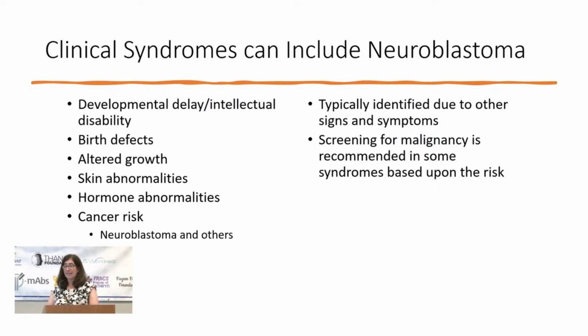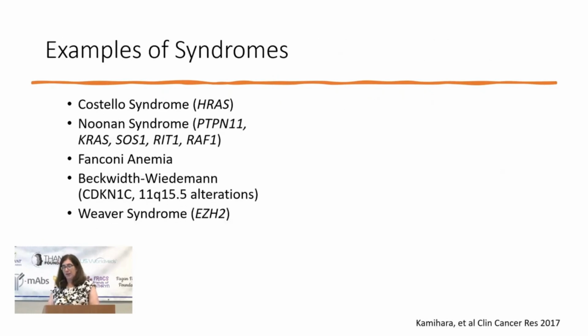Again, these are often identified because of the other findings, the congenital anomalies that present, the other things that may be associated with it. And so the screening that might be recommended really depends on what the syndrome is and how likely that increased risk of a malignancy is. I think these are similar to the slide that Dr. Desai showed you, some of these examples of these syndromes that could be altered and come with an increased risk of neuroblastoma. But Costello syndrome, Noonan syndrome, Fanconi anemia, Beckwith-Wiedemann, and Weaver syndromes as some examples.